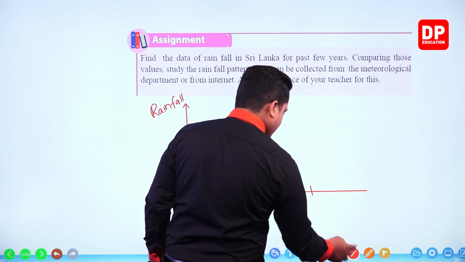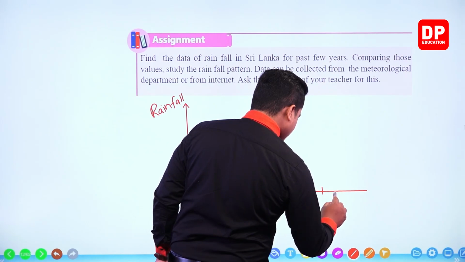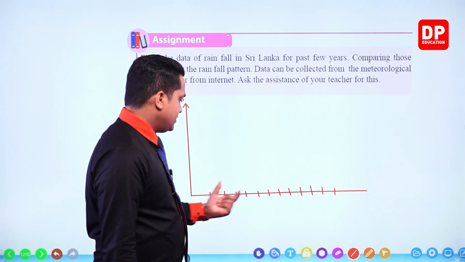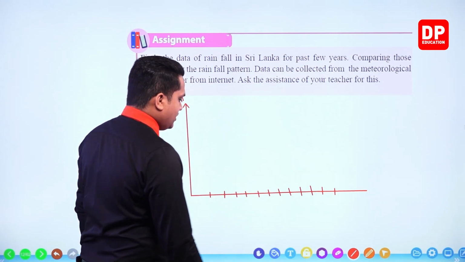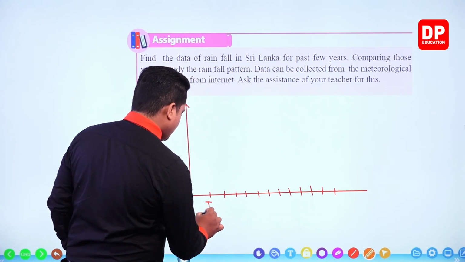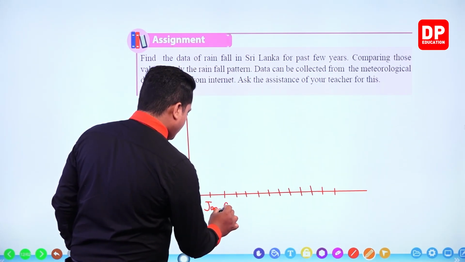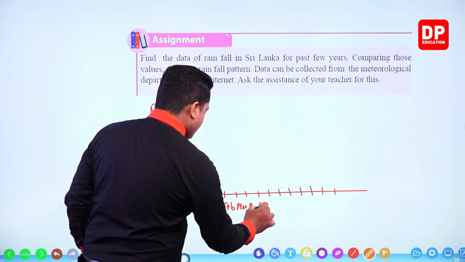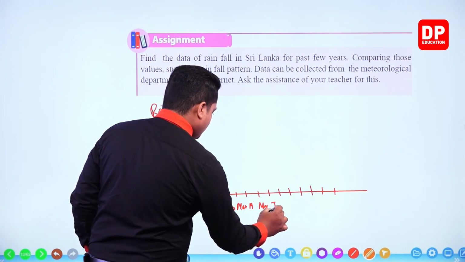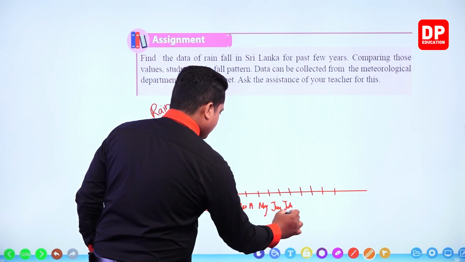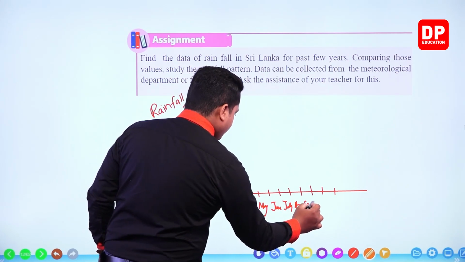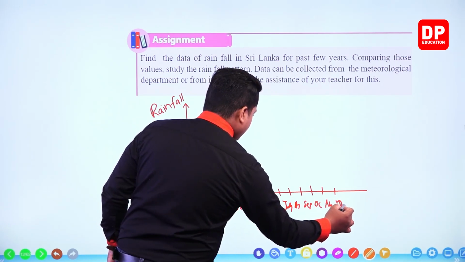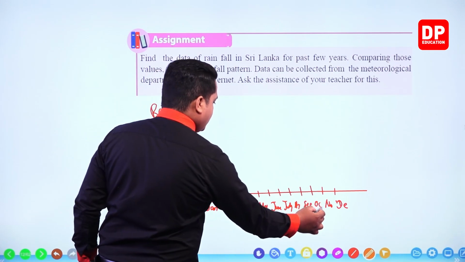Like this. You know that when you are drawing a graph, you have to take equal values, right? So these gaps should be equal to each other. So we'll mark the months: January, February, March, April, May, June, July, August, September, October, November, December. Like that way you can take the months.